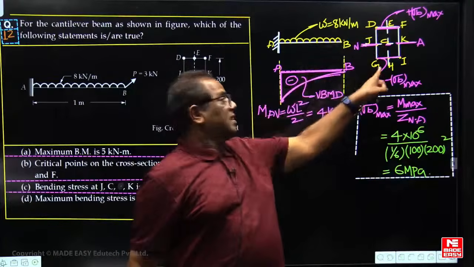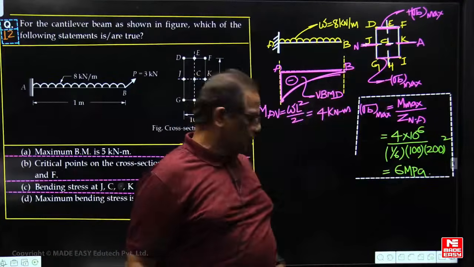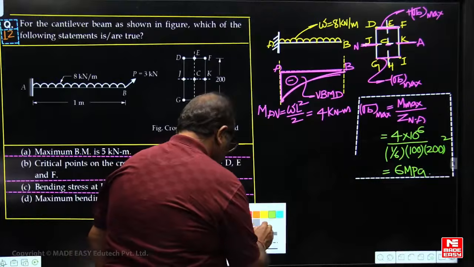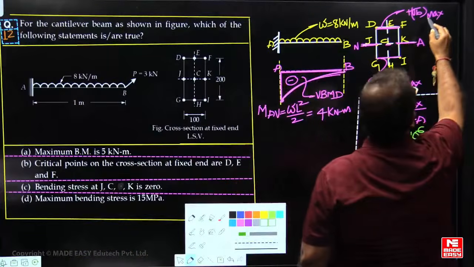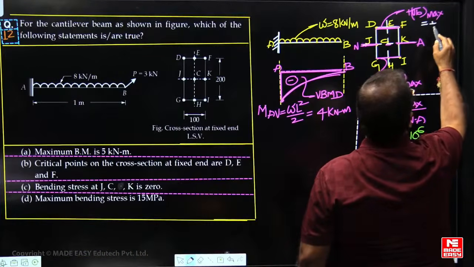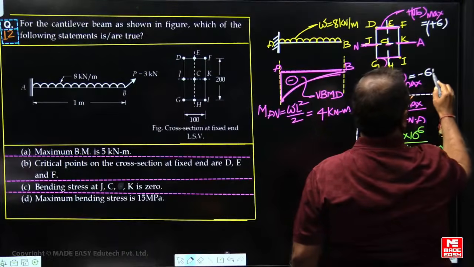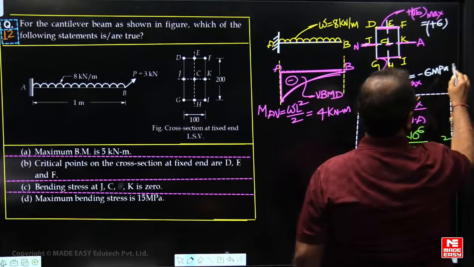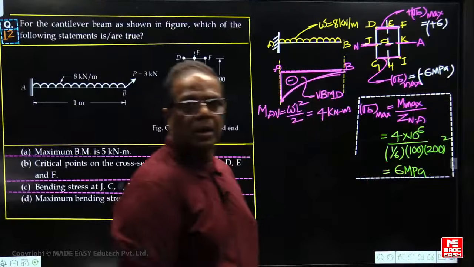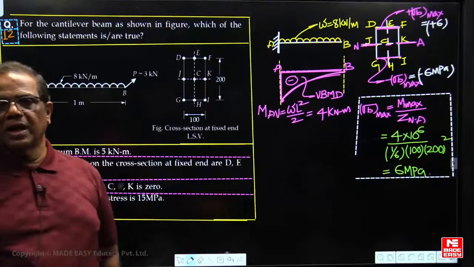At the top plus 6 and bottom minus 6, and here is 0. Everybody is going to do it now. So this value will be what now? Plus 6 and here minus 6. So this is due to UDL.